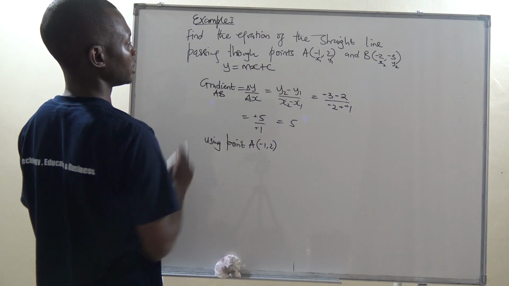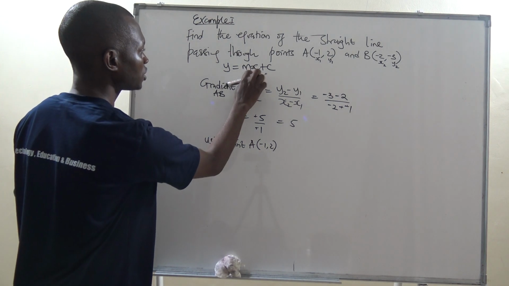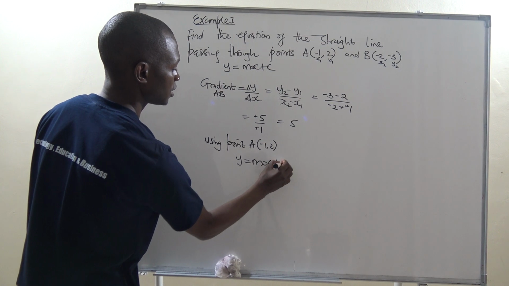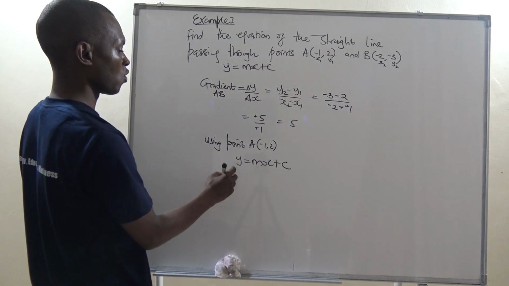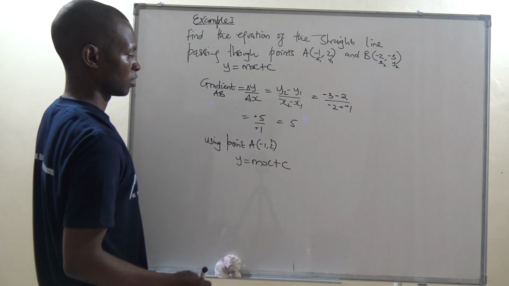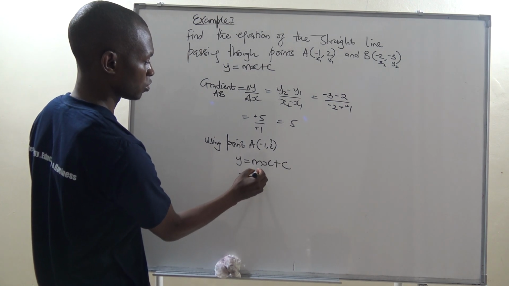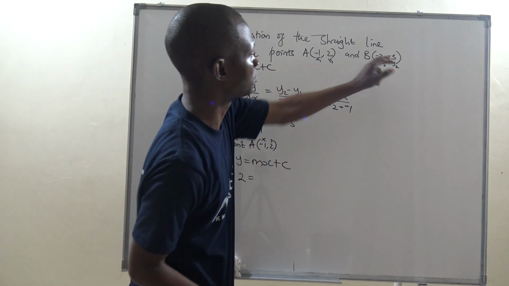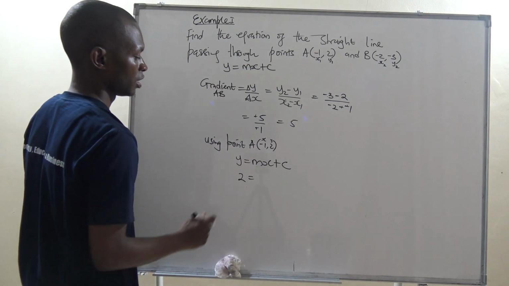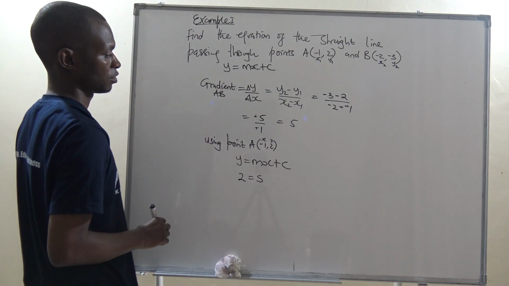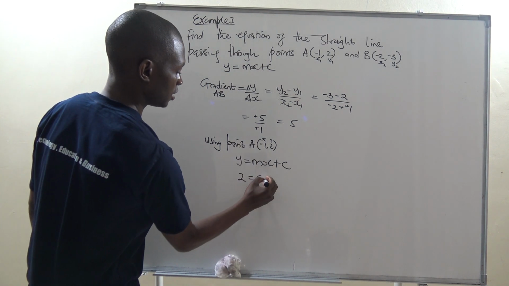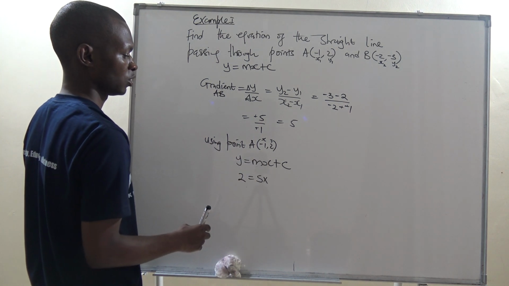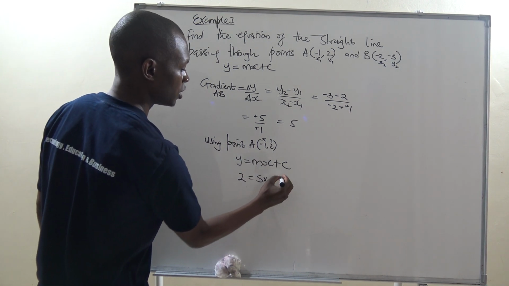So from this coordinate of ours, from this formula, the general equation of the line is called y equal to mx plus c. So my y has become 2. My x has become -1, because you can also use point B. M, we have got it. m is positive 5. X is negative 1. So mx means m times x. So it will be 5 times negative 1, then plus c.